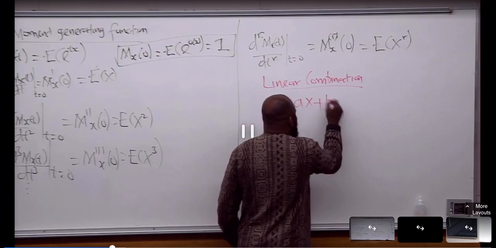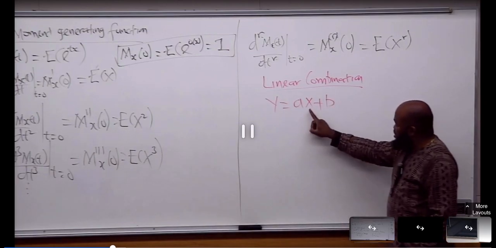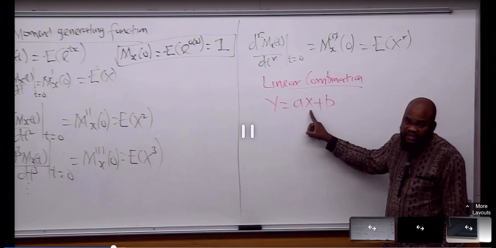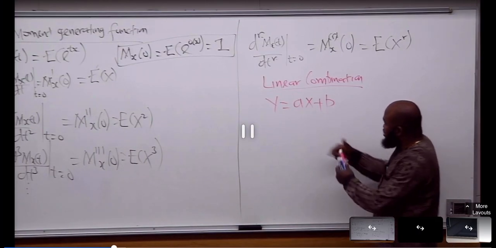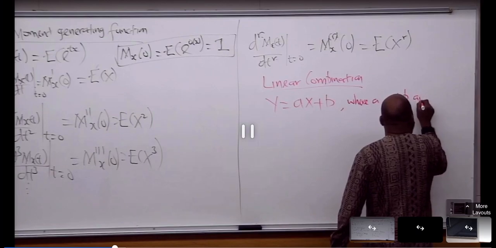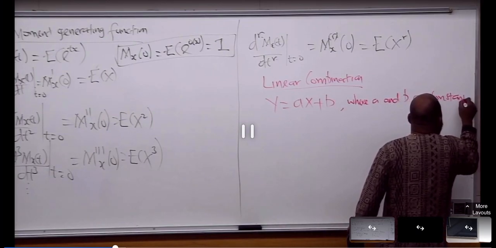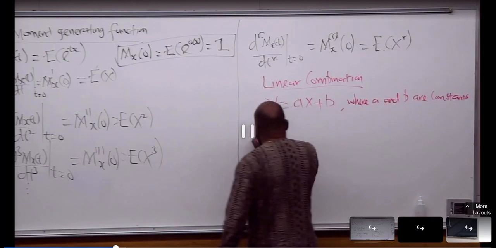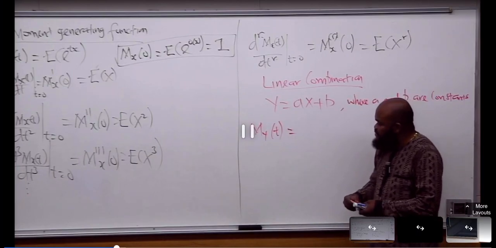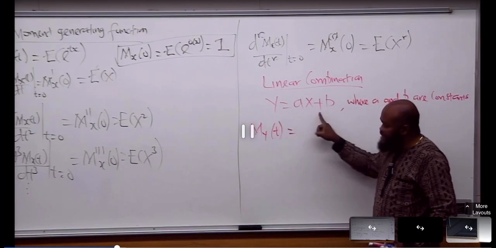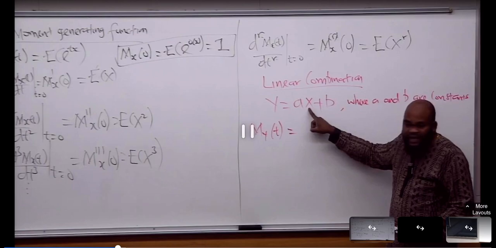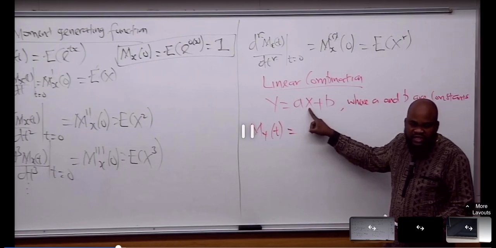If I have something like this, I actually have a random variable X, and this random variable X has a moment generating function. The a and b here are constants, where a and b are constants. Now I want to find the moment generating function of Y, and don't forget Y is a linear combination. X is a random variable, and X as a random variable has a moment generating function itself.